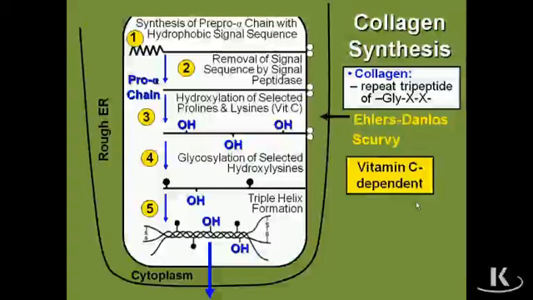So not only scurvy, but Ehlers-Danlos syndrome. Most types of Ehlers-Danlos syndrome, the ones you'll be tested on, are caused by a defect in lysine hydroxylase. So the enzyme that adds these hydroxyl groups to lysine residues within the collagen protein, well, if there's a defect, that leads to Ehlers-Danlos.